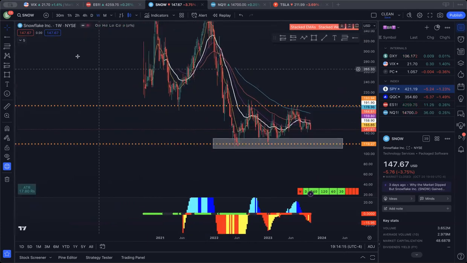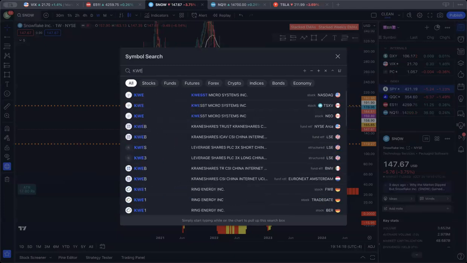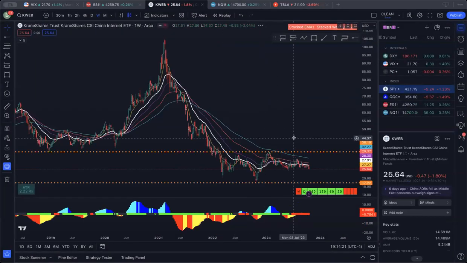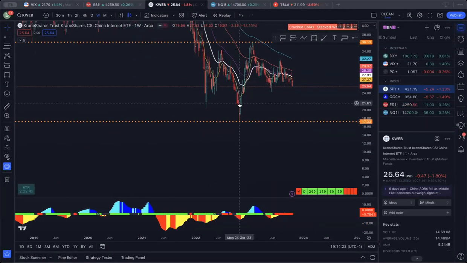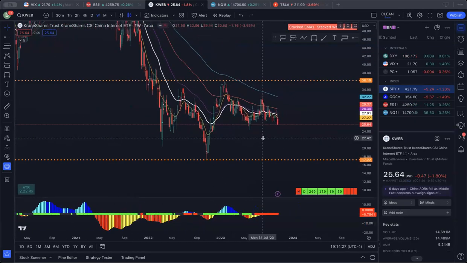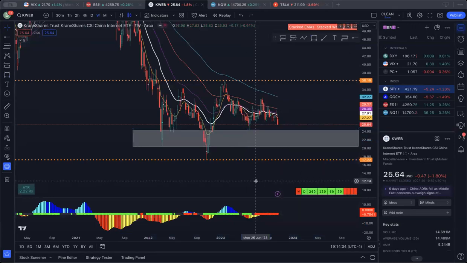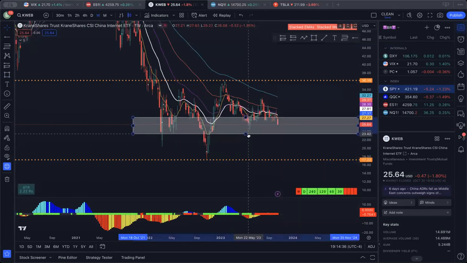And then another name that I was watching, Chinese internet stocks. Pretty random, but somebody brought this up to me the other day. This chart looks very bearish as well. I think first we will get a flush down to this zone here. We can make it a bit smaller.